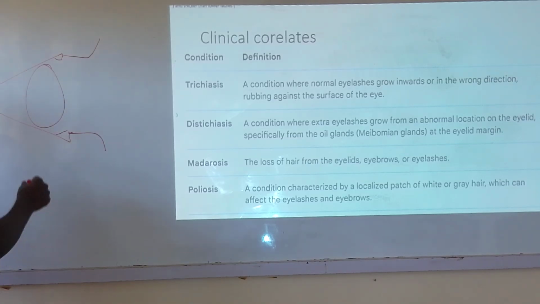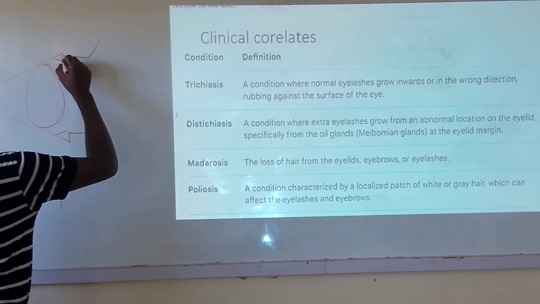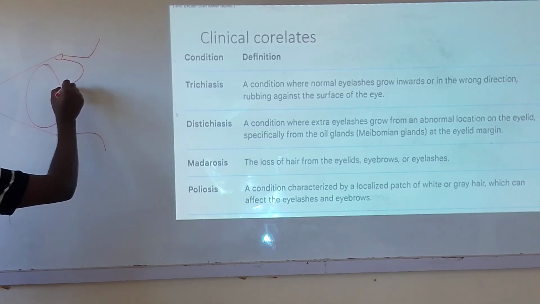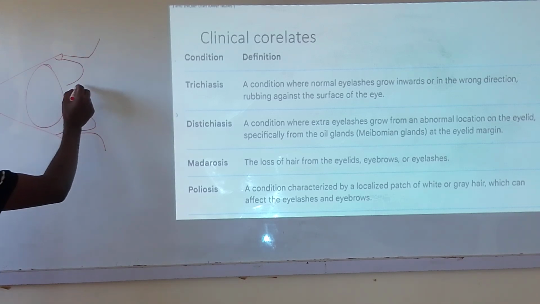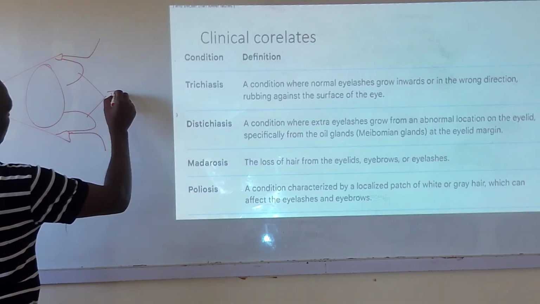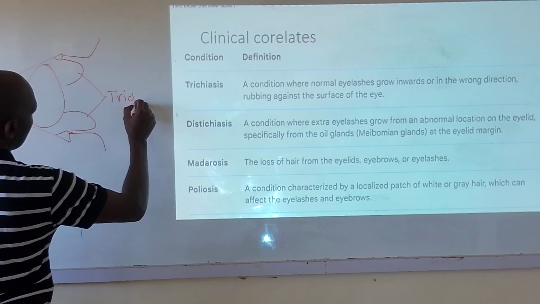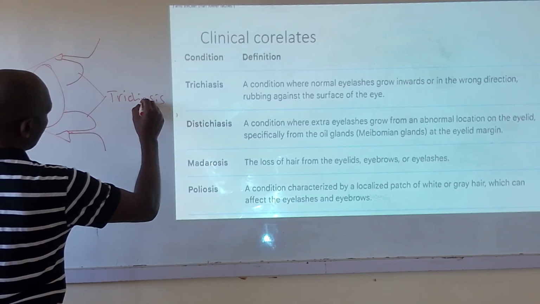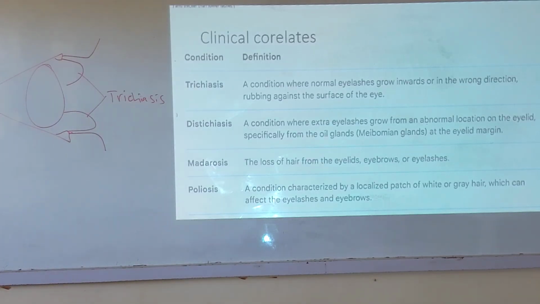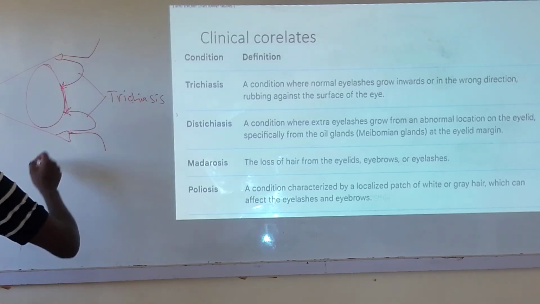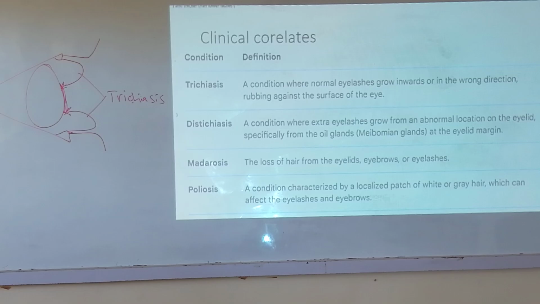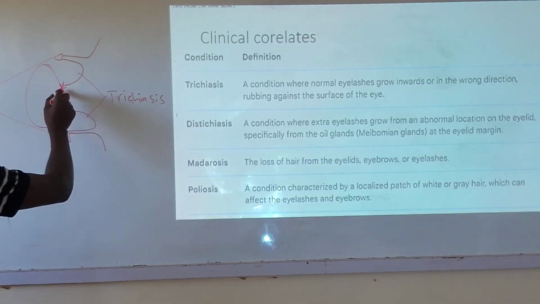In the event where you have an eyelash growing forward and inward like this, then this condition is what we call trichiasis. And what is the outcome of trichiasis? It will touch on the eye surface and irritate it, and it can even expose you to keratopathy, abnormalities of the cornea.